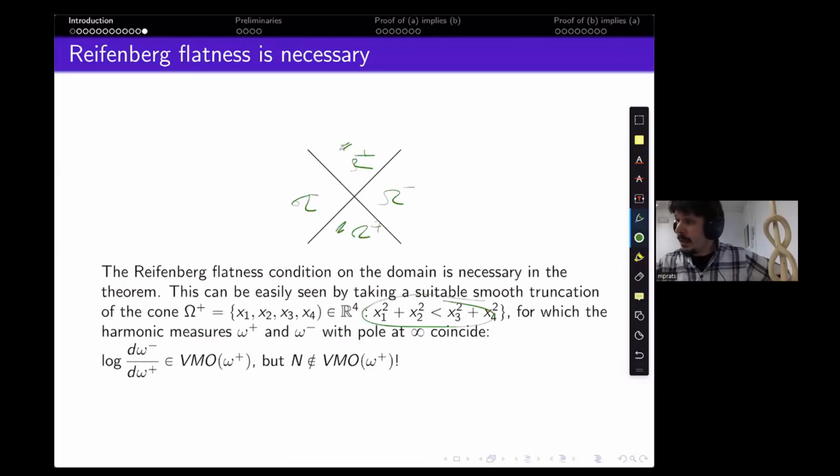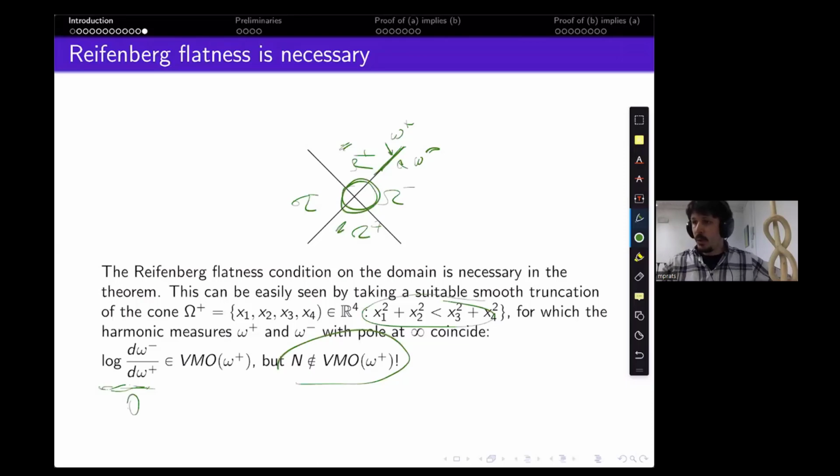And in this case, then we fall at infinity, then the harmonic measures omega plus and omega minus are exactly the same. So the logarithm, the logarithm of 1 is 0, so it's always in VMO. But the normal vector in the center does not satisfy a VMO condition. Okay. So Riesz transform flatness is necessary in order to obtain this n belonging to VMO. Otherwise, singularities may spoil your picture.